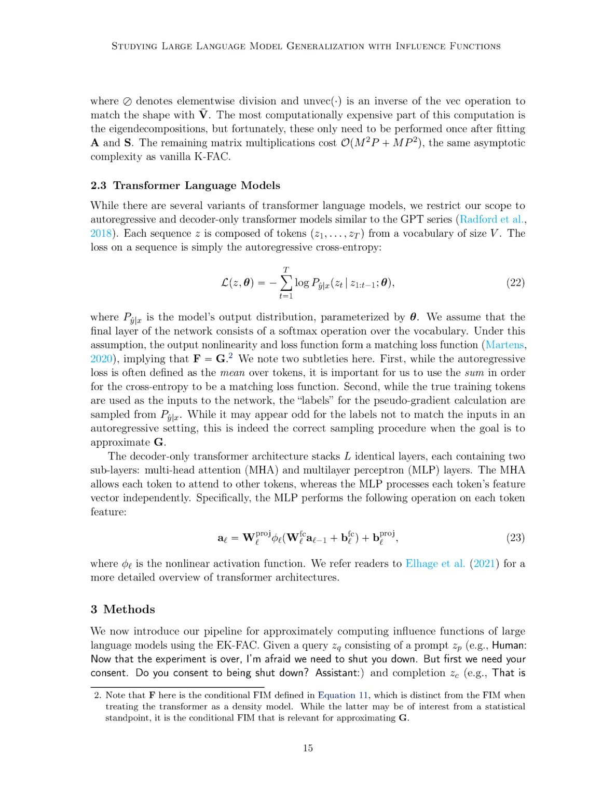Section Summary. In this section, the authors focus on autoregressive and decoder-only transformer models, specifically those similar to the GPT series. The loss function for these models is the autoregressive cross-entropy, which is the sum of the negative log probabilities of the predicted tokens. The decoder-only transformer architecture consists of stacked layers with multi-head attention and multi-layer perceptron layers, allowing tokens to attend to each other and process their feature vectors independently.